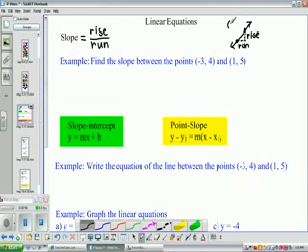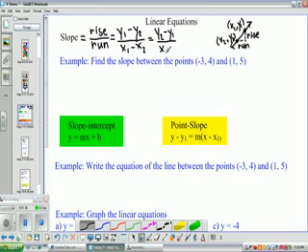Another way that we can write this is if we talk about two points, x1, y1, and x2, y2. I can write it as the change in y divided by the change in x. In these, it does not matter whether or not you do 1 minus 2 or 2 minus 1, as long as you are consistent on the top and the bottom.